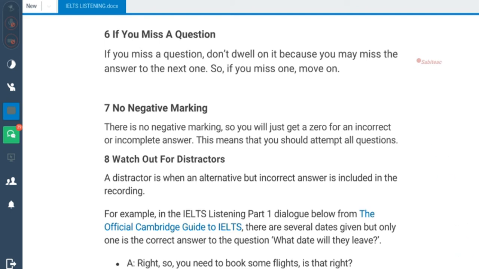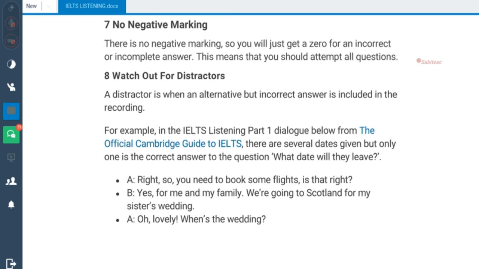Now, another thing you need to know is there's no negative marking on the IELTS. So you just get a 0 for an incorrect or incomplete answer. If your answer to a question is wrong, it is only that question that you have missed. This means that you should attempt all questions, whether you are sure of the answer or not, because there's no negative marking.